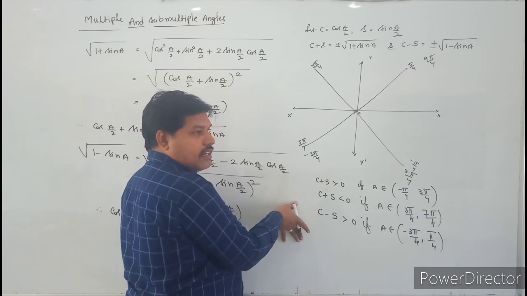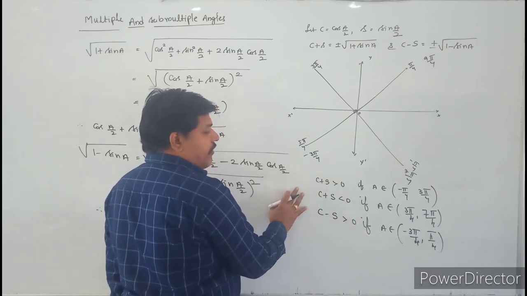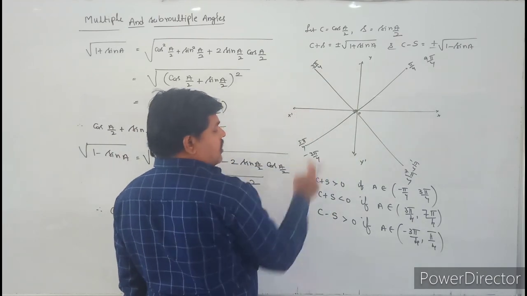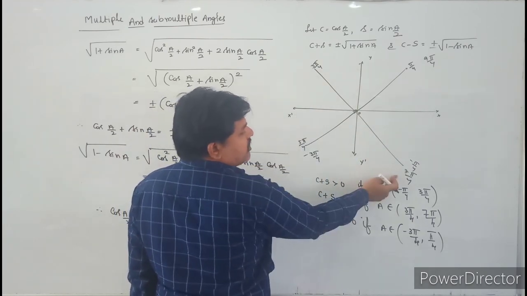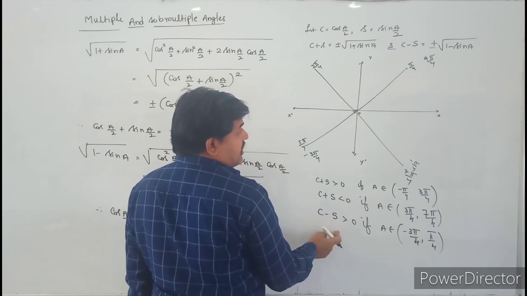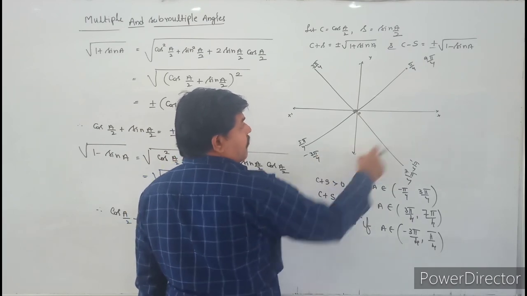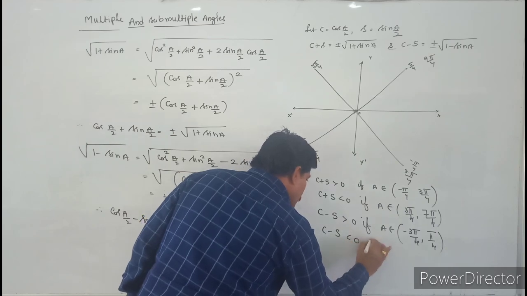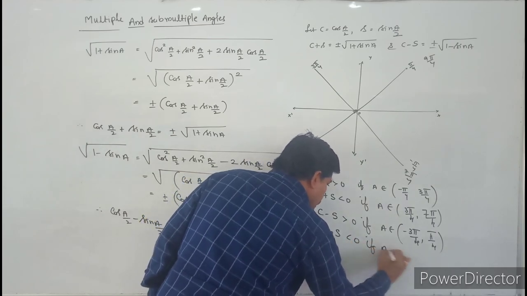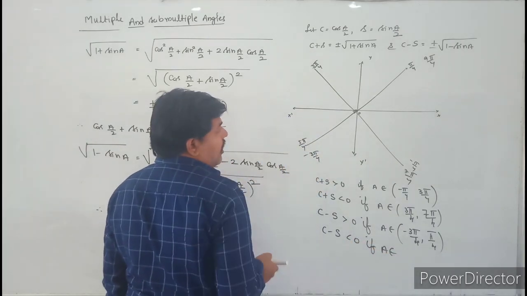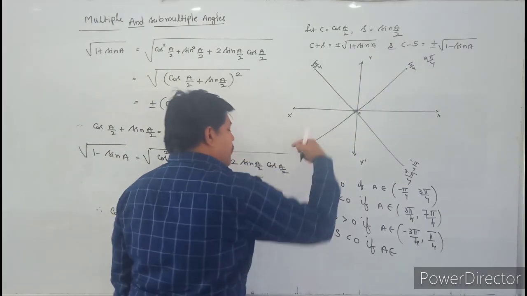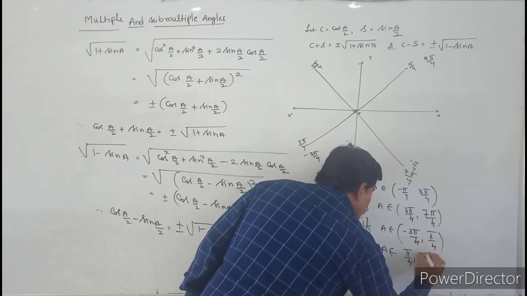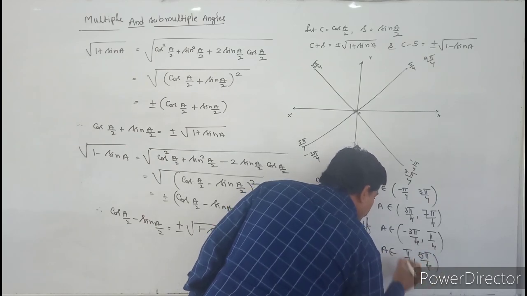How can you take that? If they ask in the examination, you have to identify that. c plus s is positive when a belongs to minus pi by 4 to 3 pi by 4. c plus s is negative for 3 pi by 4 to 7 pi by 4. c minus s is positive when a belongs to minus 3 pi by 4 to pi by 4. And c minus s is less than 0 if a belongs to pi by 4 to 5 pi by 4.